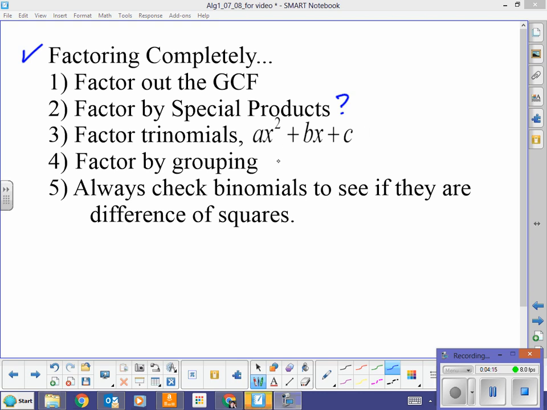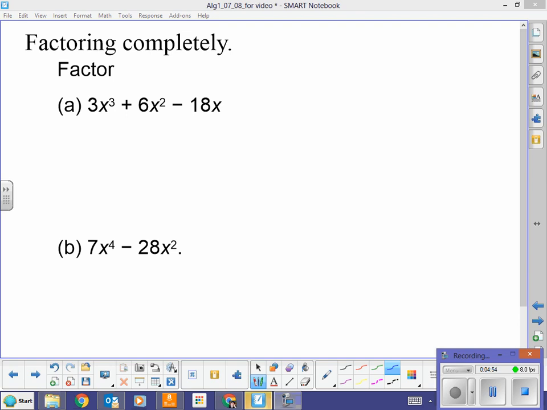Can you factor it by grouping for four terms? If we have four terms, can we factor by grouping? You can't always factor everything, but if it's four terms, can you factor by grouping? And then the most important part, always check binomials to see if they're the difference of squares. Because can we keep factoring? Can you keep factoring? That's what we mean by factoring completely. So you're going to come up with binomials. You have to check and see, are they difference of squares? And if they are, then we're going to use our special products factoring methods to reduce those even further. Okay, so here's some examples.